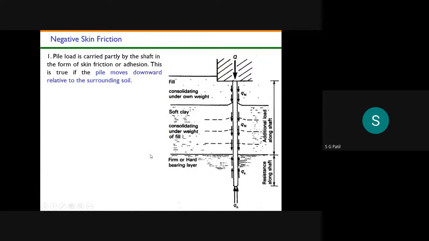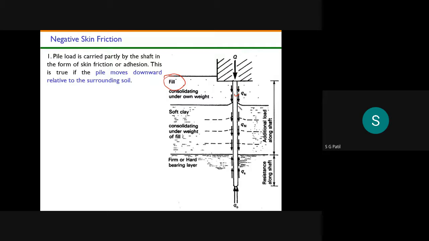Okay, so next, see, what is negative skin friction? In negative skin friction, what will happen? Wherever you have a fill material, like recent deposits, what will happen when you are driving the pile? The surrounding soil will settle more than your pile settlement. That means this negative skin friction will add some drag force on the pile. So instead of resisting the force, it is in the same direction as your Q value.